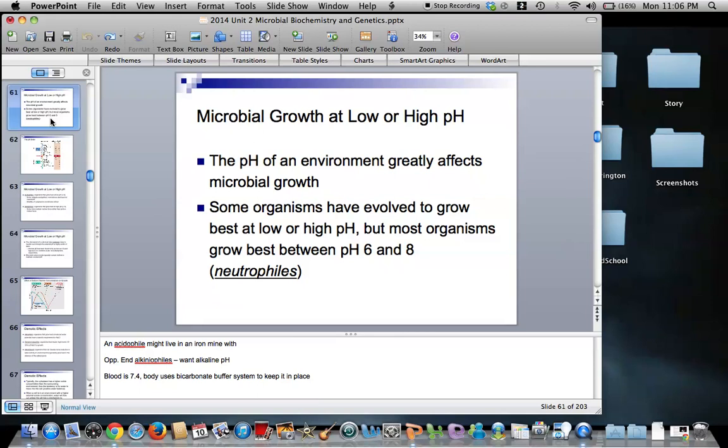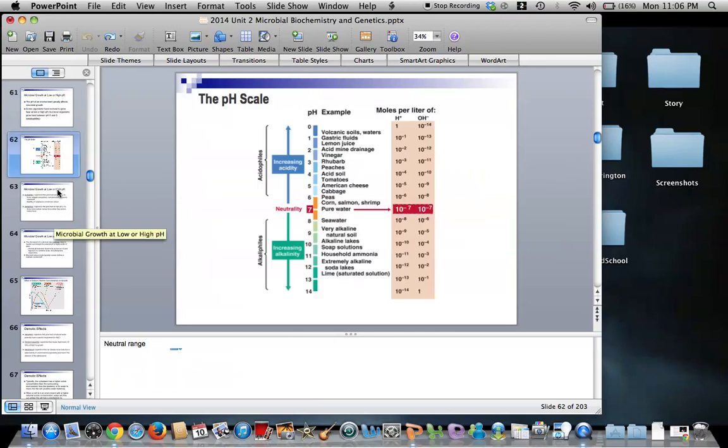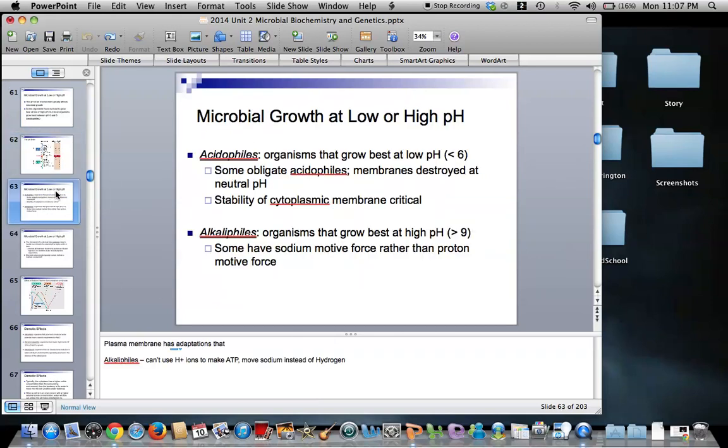Most are in the 6 to 8 range, like us. That's neutrophiles. They want a neutral pH. An acidophile wants an acidic pH, so a low number, and an alkaliphile wants a high pH. Blood is 7.4, and the bicarbonate system keeps it in place.